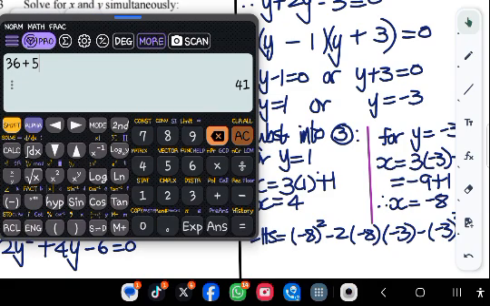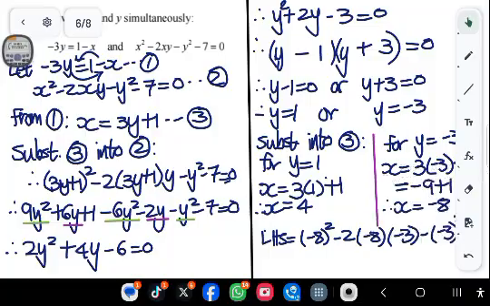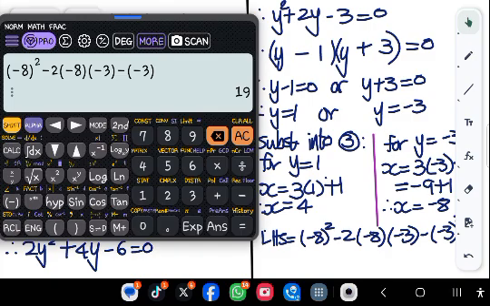All right, it will be -8 all squared minus 2 times -8 times -3 minus -3. Let me see, it's minus -3 what? Minus -3 all squared, then minus 7.